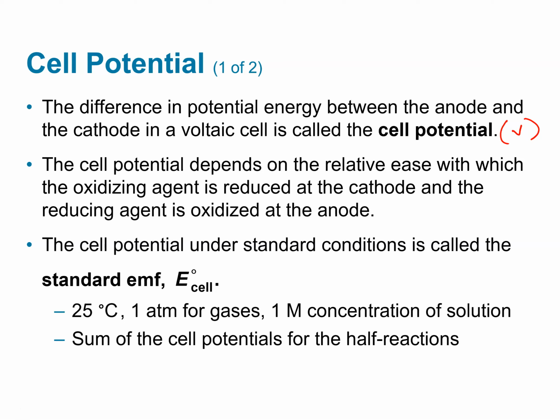And remember, once again, the cell's potential depends on the ease or propensity with which the oxidizing agent is reduced at the cathode and the reducing agent is oxidized at the anode, because these are two separate half reactions that are divided into cells. Or you can also think of it as cell potential being the difference between the reduction half reaction and oxidation half reaction. Now, we can categorize this under standard conditions, of course, with standard EMF or the reduction potential or the standard potential for the cell. And this is going to be at 25 degrees Celsius, 1 atmosphere for gases, 1 molar concentrations of solution for aqueous components.